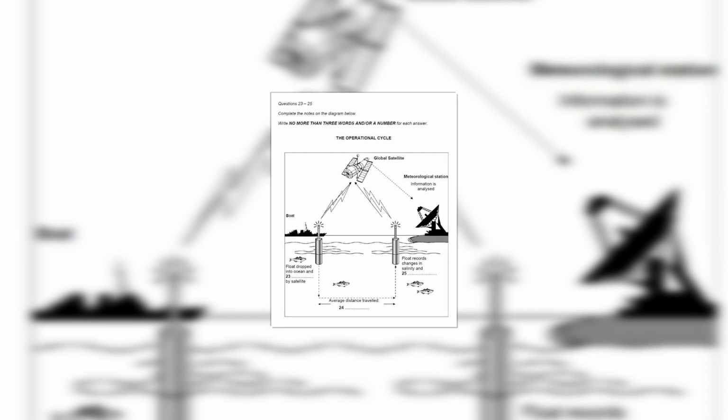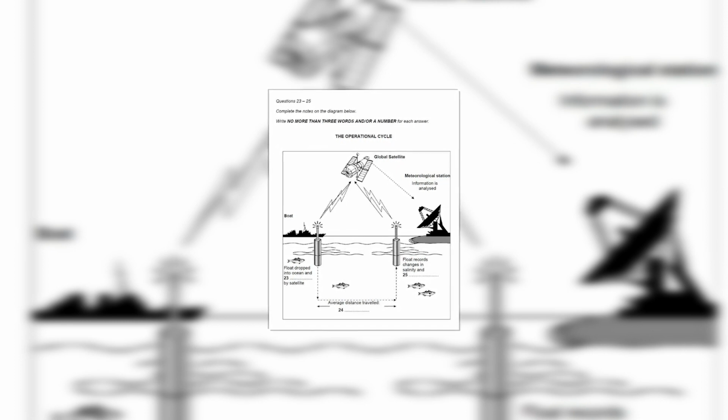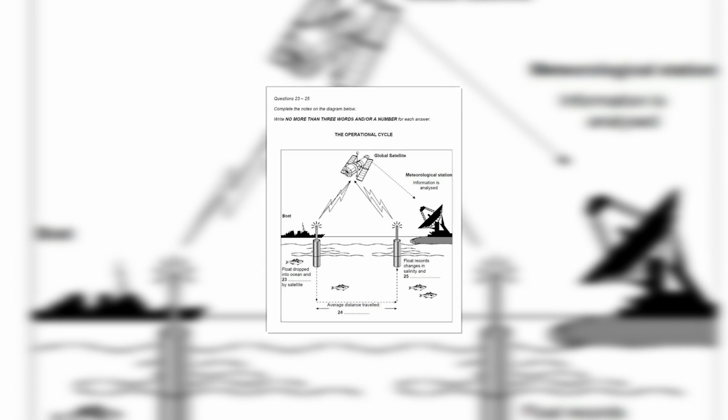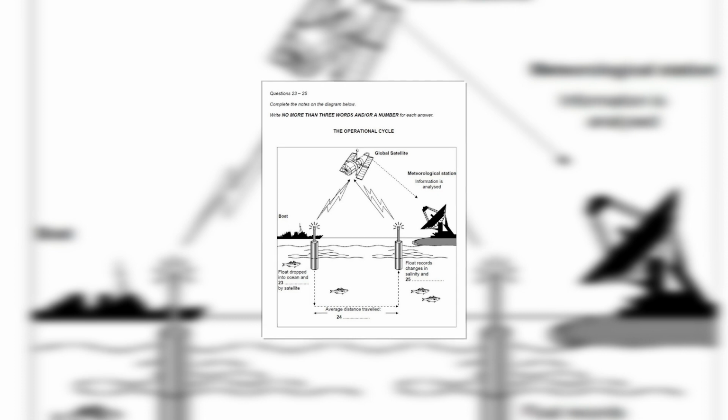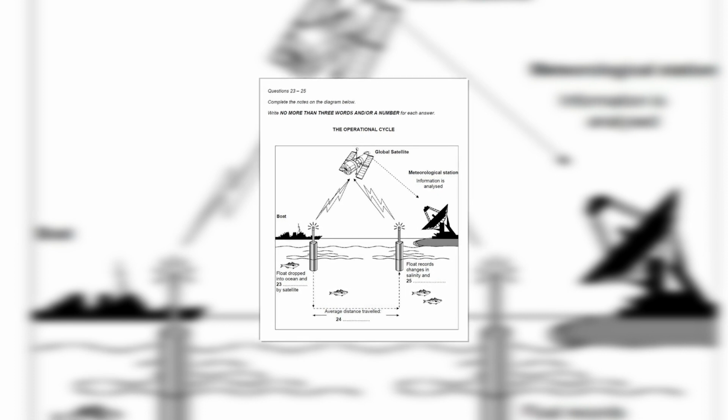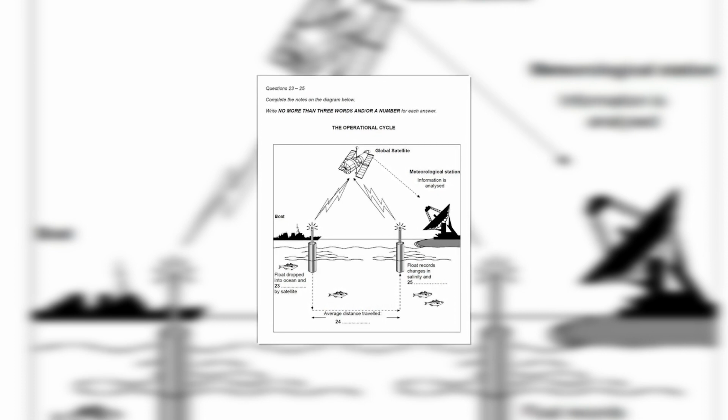The operational cycle goes like this. Each of the floats is dropped in the ocean from a boat at a set point and activated from a satellite. Then the float immediately sinks about 2,000 meters. That's 2 whole kilometers down in the water.